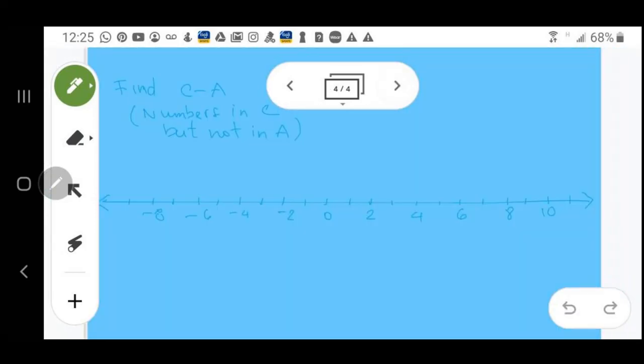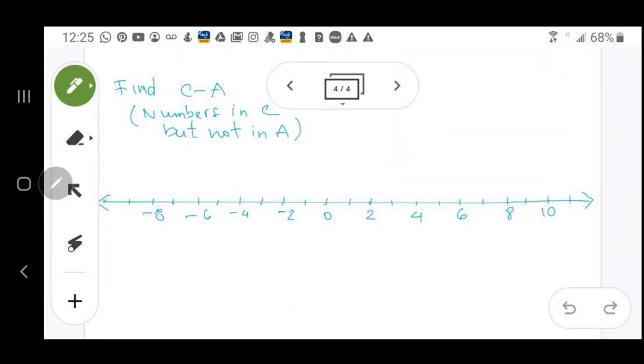Let's complete the next one, C minus A. Let me explain what it means. C minus A means the following: numbers that are in C but not in A. That is the meaning of C minus A, so keep that in mind. We're going to proceed exactly the same as we did before.